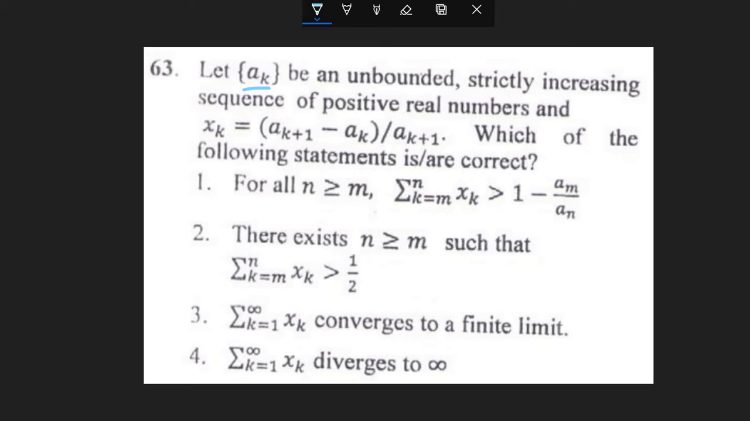So question number 63 says, a_k is an unbounded and strictly increasing positive real number sequence. So a_k satisfies all these conditions, and x_k is defined in this manner. The question is, which of the following statements are correct? We have been given four options. We'll check one by one.